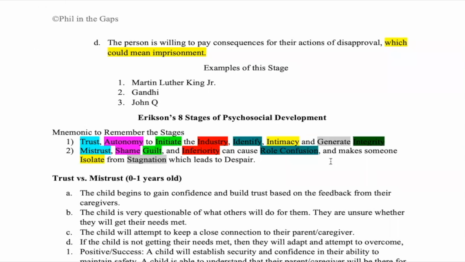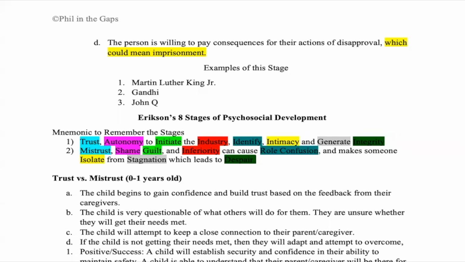So therefore, if somebody had mistrust, they feel shame about who they are, they feel guilty asserting themselves, they feel inferior, they're confused about who they are, they've isolated themselves, and they feel stagnant, they will then have despair within their life. They're going to feel nothing they've done is worthwhile in any way, shape, or form. So those are the two mnemonics that, if your back is against the wall and you want to utilize it in the exam, could be a helpful way to do it.